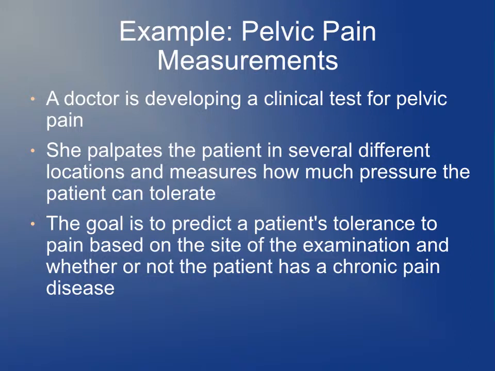The second example of outlier detection and removal comes from an actual data set that I worked on a few years back. One of my collaborators in the medical school here was trying to develop a clinical assessment for pelvic pain. She palpates the patient in several different locations and measures how much pressure the patient can tolerate, and the objective was to predict the patient's tolerance to pain based on the site of the examination and whether or not the patient has a chronic pain condition.